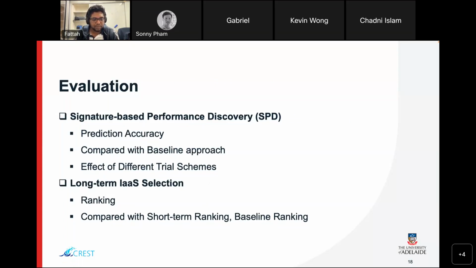We also evaluated the long-term selection. That means we rank the providers and we evaluated our ranking accuracy. And we compared with other types of ranking, like if we were to talk about only short-term ranking, that means if we just decide based only on the trial without considering anything else. And we also use a baseline approach.